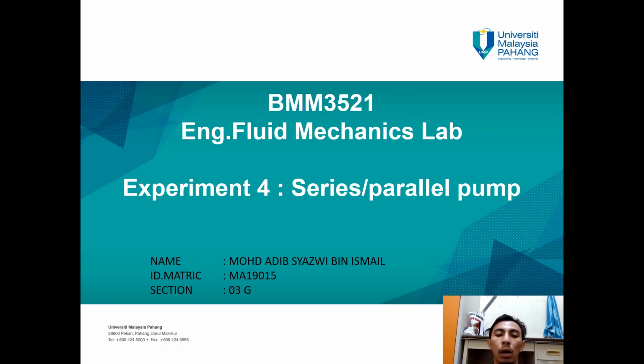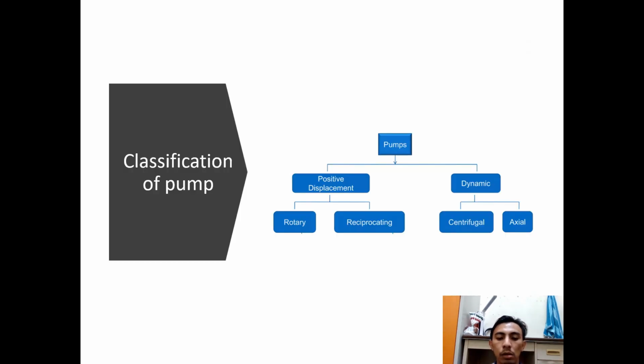So for our experiment today is experiment series and parallel pump. I would like to brief you about a literature review about pumps. Classification of a pump: pumps can be categorized into two sections, the first one is positive displacement pump and the second one is dynamic pump. A part of dynamic pump, which is a centrifugal pump, is widely used in industry nowadays.